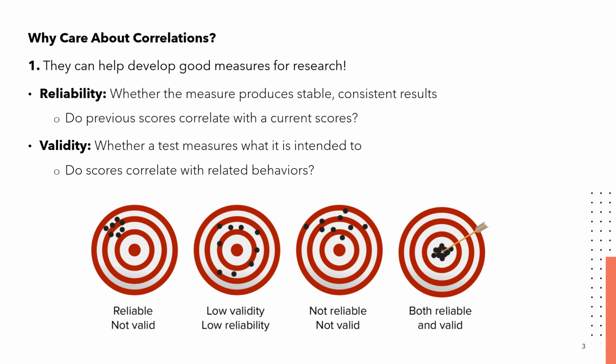One way we can test validity is with correlation, where we see if scores correlate with related behaviors. For instance, we might predict that those with high intelligence have higher grade point averages. We can correlate that measure with the scores from our test to establish validity.